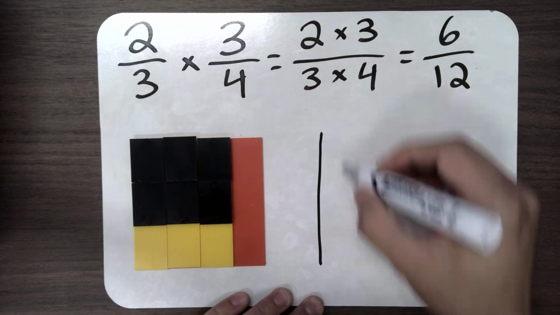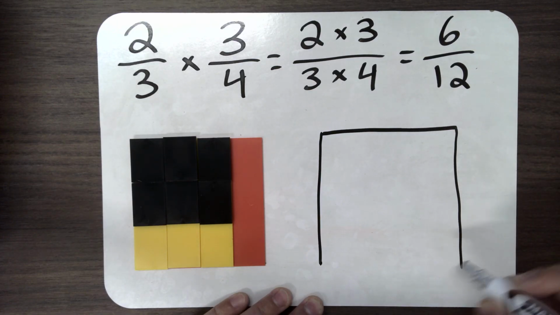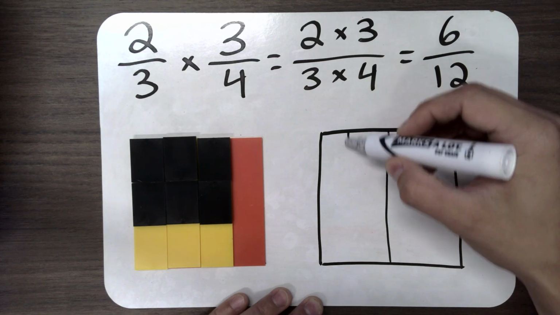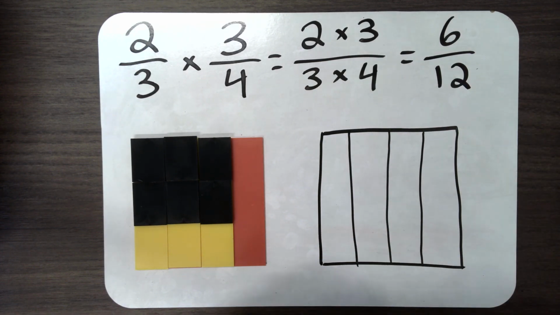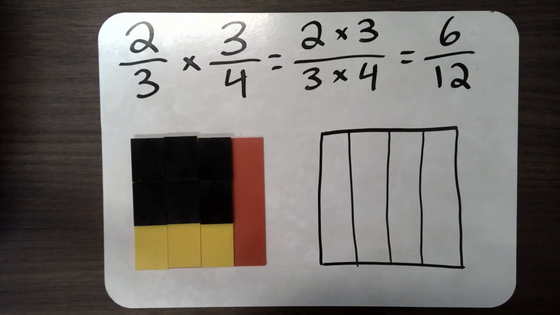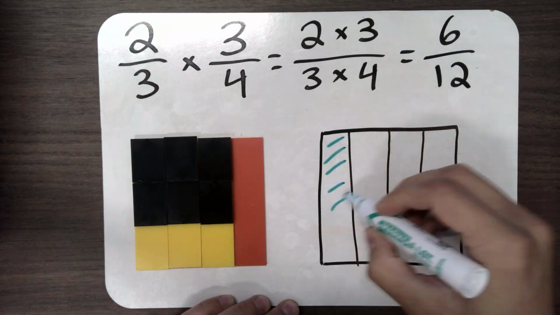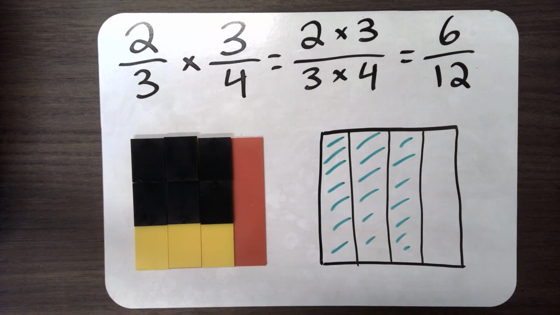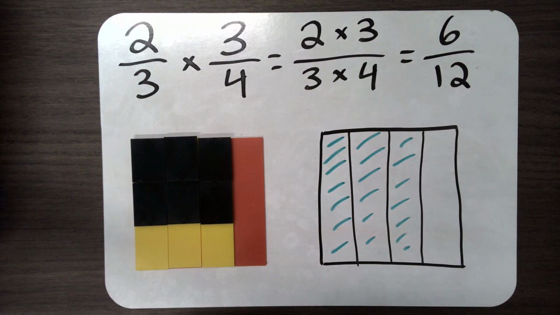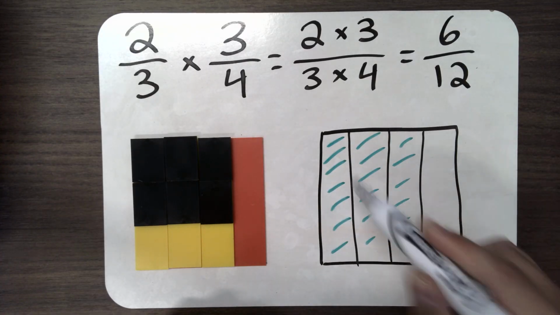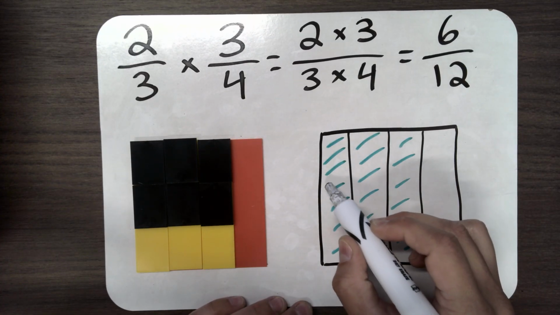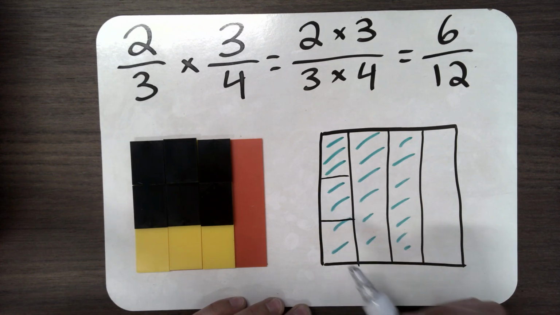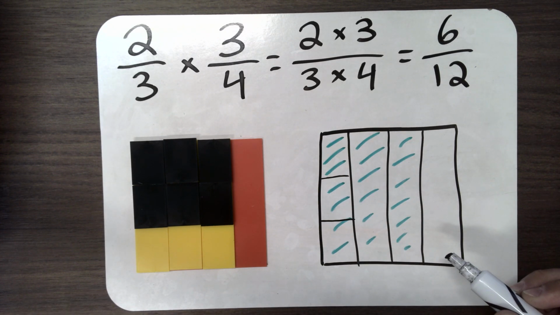For representational model, I'll show just another square model. Okay, so for my starting amount, right, those are 4ths. And I have 3 of those 4ths. Okay. So if I want 2/3 of this entire quantity, right, what we'll do is separate each column into thirds. Okay.